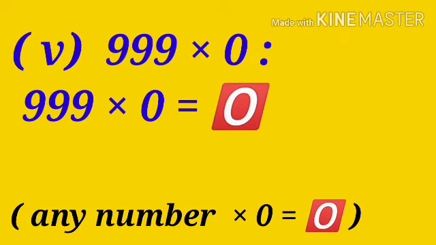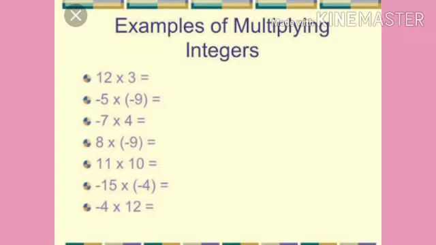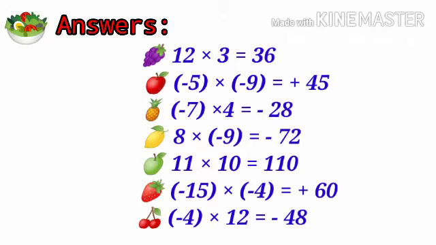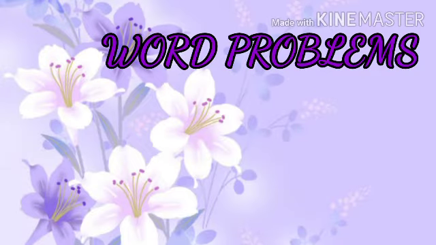Students, it is very important, that is, multiplying any number by 0 results in 0 as the answer. I have given some more examples. Try those problems by using multiplication integer rules. Now let us do some word problems.